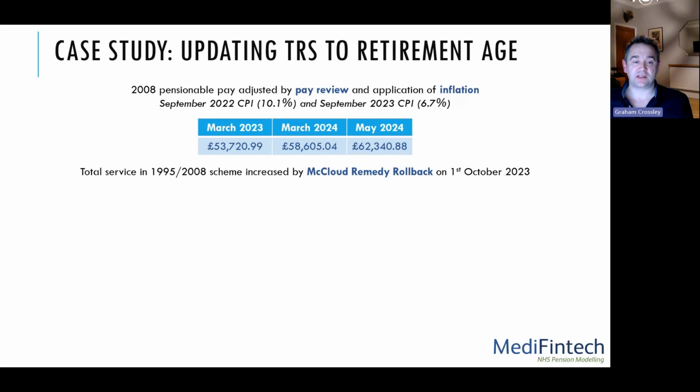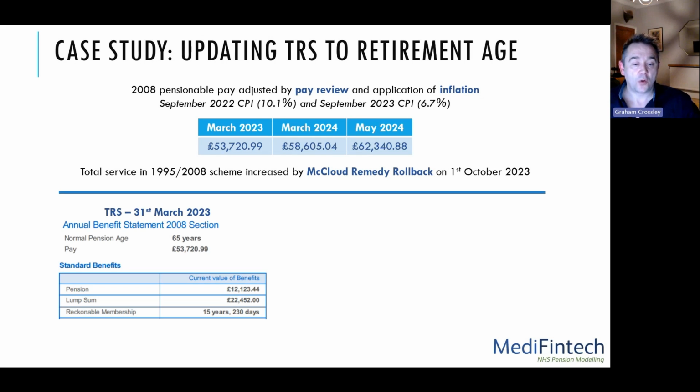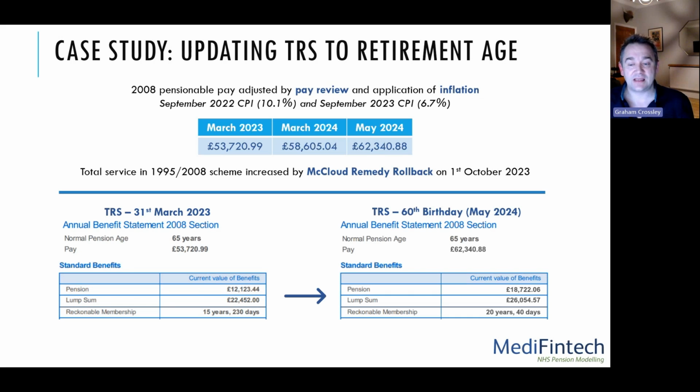In addition, their total service in that 95/08 scheme has been increased because of that McCloud rollback, and all of that service between those 7 years has been put back. So what was a TRS that showed a pay of 53,000 and a pension entitlement of 12,123, is now a pay of 62,340 and a pension of 18,722. So as I was saying before, be careful about trying to use that total reward statement to work out your numbers. I'd be very surprised if anyone can just use a total reward statement to work this out, because there have been significant changes.